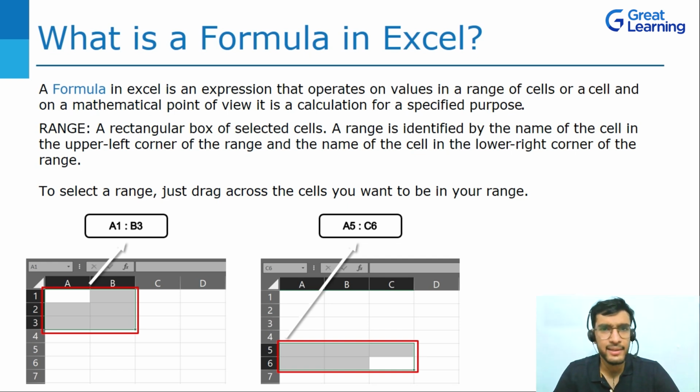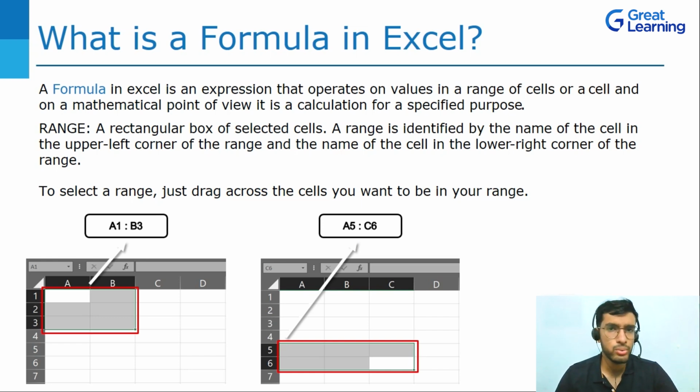So what exactly is a range? A range is simply a rectangular box of selected cells. So if I take the example of the snapshot that is provided, you can see there a red highlighted box, and that is exactly a rectangular box of selected cells.